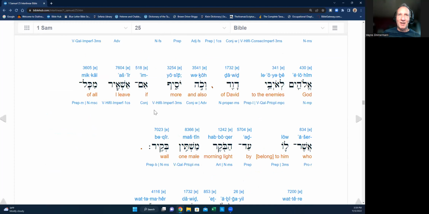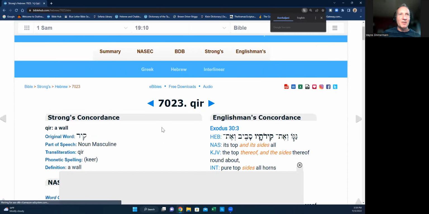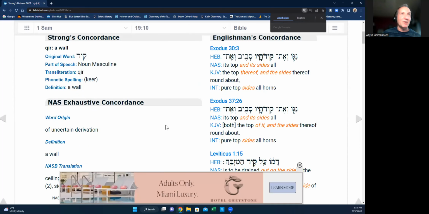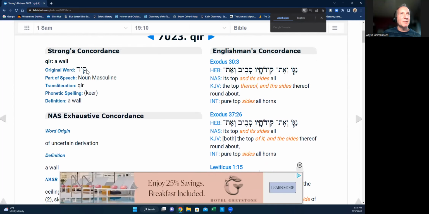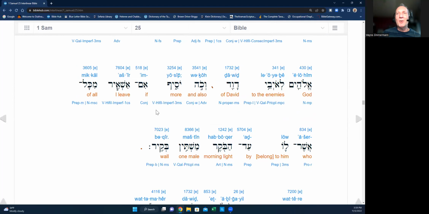We're going to look at the word for wall, see if it gives us anything special there. It doesn't. It's just kir, and it's used as wall exclusively. So I hope you enjoyed that. Again, very interesting things that we can learn from the language to help us discover the mindset of what was going on at this time. And next week we will come back and see whether Abigail was successful in her attempt to intervene and prevent the slaughter of her family by David.